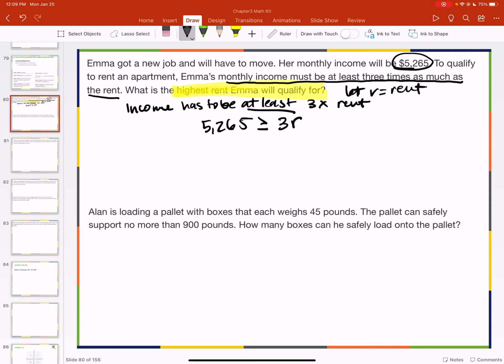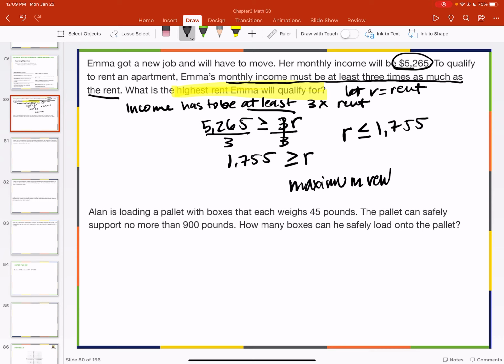So now we just solve for R. So divide by 3. 5,265 divided by 3 is 1,755. So the rent, she can afford at most $1,755. So that's the maximum rent. Maximum rent is 1,755. Okay, so that's good.